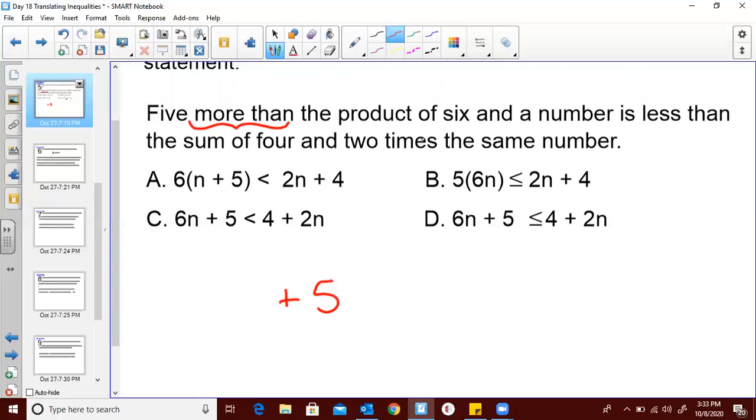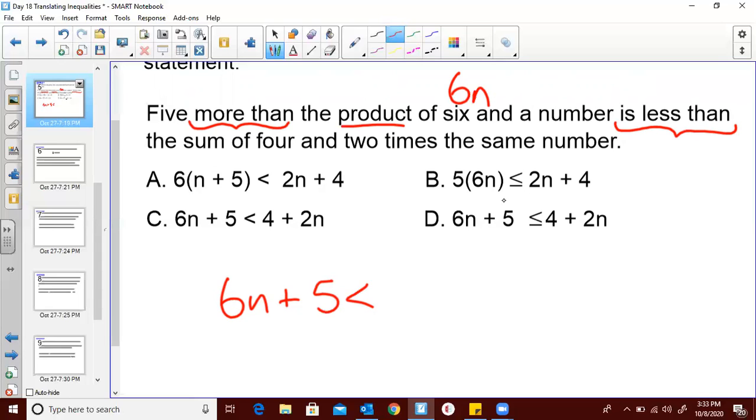The product is multiplication. So the product of 6 and a number, so 6 and some number I don't know, so 6n is less than, and it's just "is less than." So I have my less than symbol. So here I kind of take a break, and I'm just going to look at my answers.